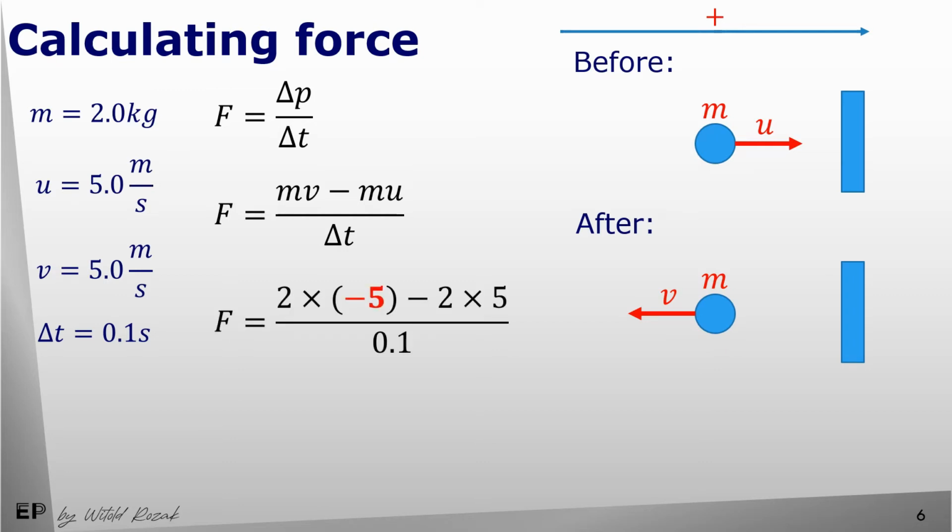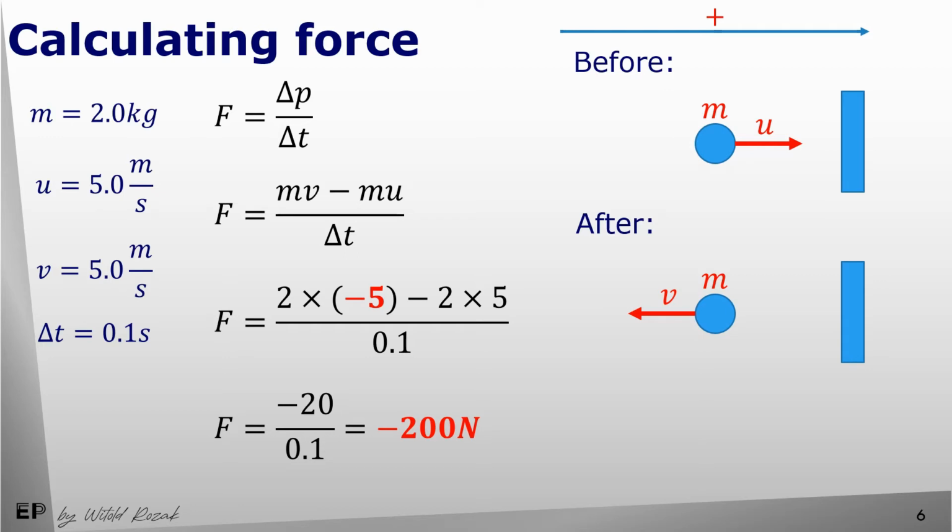Now we are ready to substitute numerical values into our equation. Note that the final velocity is negative. That's because it is in the opposite direction to the direction we chose as positive. The final result is minus 200 newtons. Since force is a vector quantity, this negative sign shows that the direction of the force exerted by the wall on the ball is towards the left.